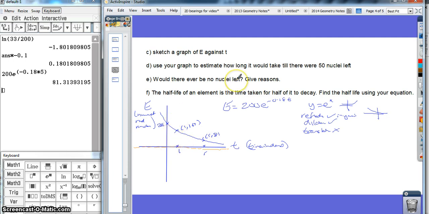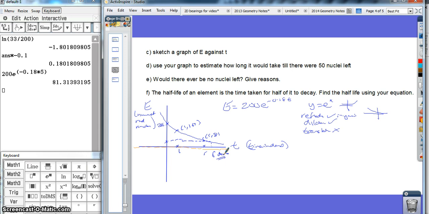Okay. Estimate how long it would take till there were 50 nuclei left. So if that's 81, I'll be somewhere down here. This is very rough, and I'll just say 6 days. If you're doing this in an exam, you'd probably have a little bit more direction. You might plot it on graph paper, it's unlikely, and be able to get a more accurate reading of it. But we'll leave it at that for now.